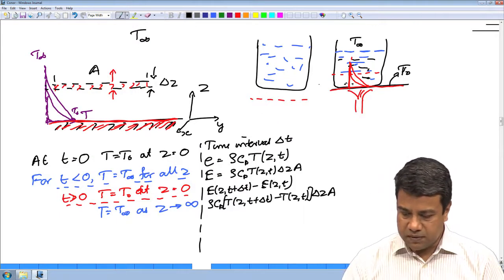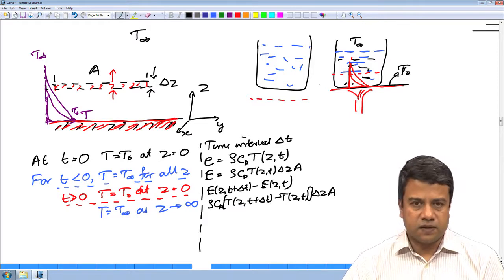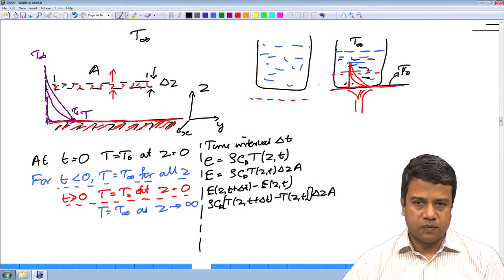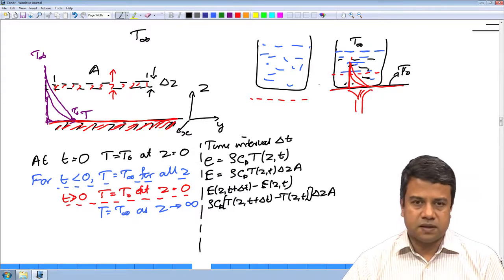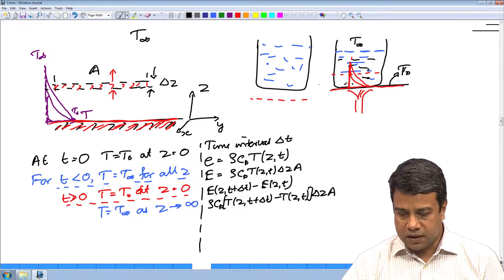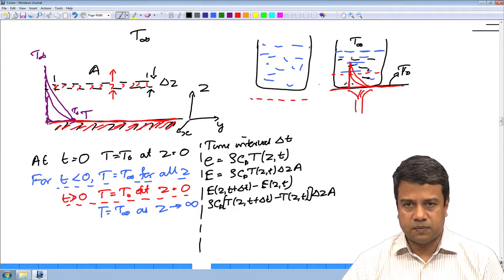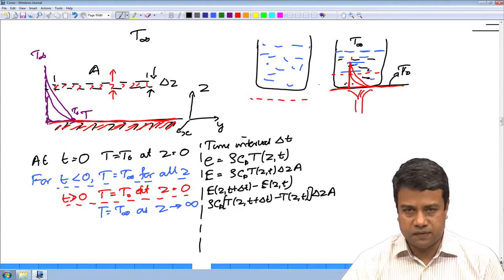In the last lecture, we were looking at transport in one dimension, a heat transfer problem, an infinite fluid bounded by a flat surface. The entire system is at a constant temperature initially, and at time t equal to 0, you heat up this surface to a higher temperature, and one would like to see how the temperature varies within the fluid.